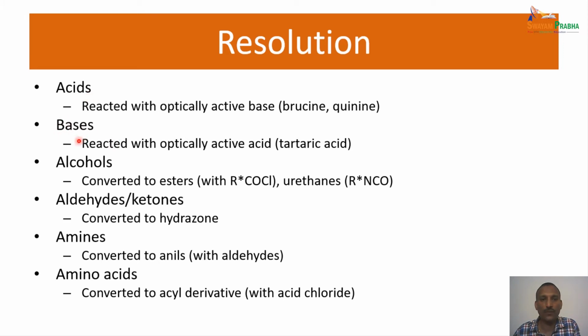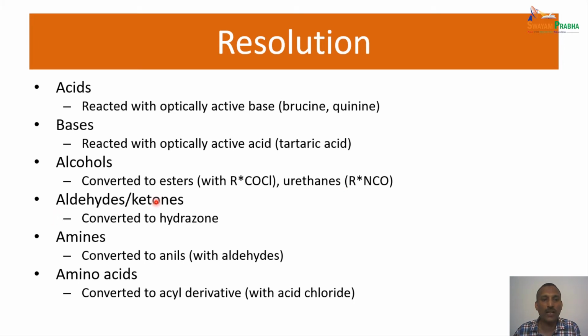And if it is a base which we have to resolve, what can we use? We can use tartaric acid, mandelic acid, and Mosher acid, various acids are there. They can be treated with bases, and they will form the diastereomer that can be separated, and the pure base can be regenerated. And if we have to separate alcohols, we can convert them into esters by treatment with optically active acid chlorides, or we can also convert them into urethanes with optically active isocyanates.